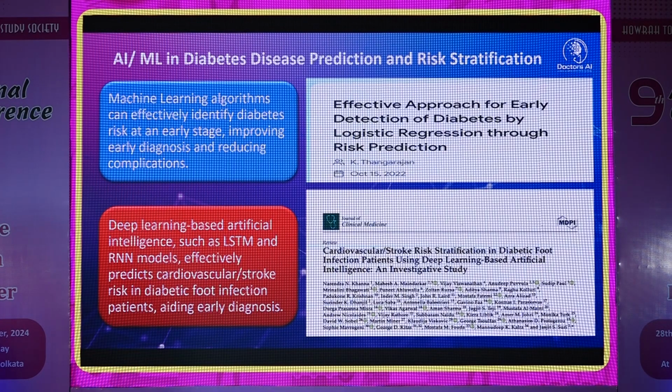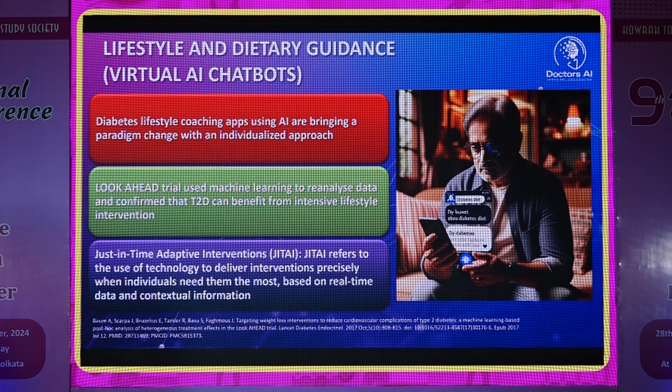And these are just 2 examples of literature that you find in the space. What about the virtual chatbots? We have seen from the Look AHEAD trial that using machine learning to reanalyze that data confirmed that type 2 diabetes can benefit from intensive lifestyle monitoring.